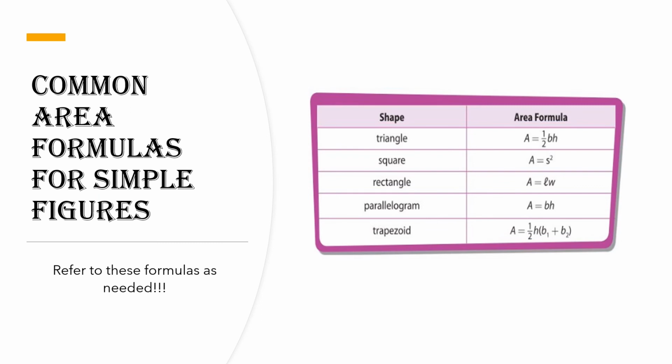We have several common area formulas you have probably seen before. These are for what we call our simple figures. So Lila mentioned the triangle. We mentioned the square. We mentioned the rectangle. Parallelogram could also be in a composite figure, and a trapezoid. Very important that you refer back to these formulas anytime they show up in any of the composite figures.